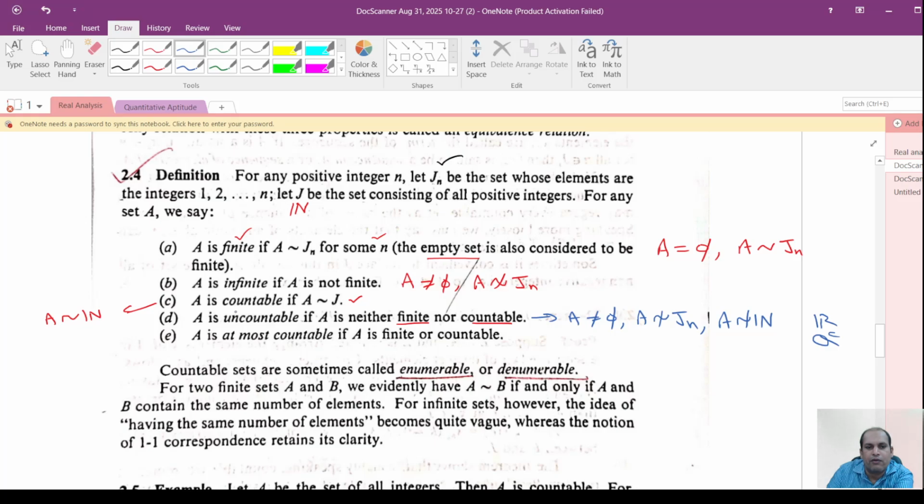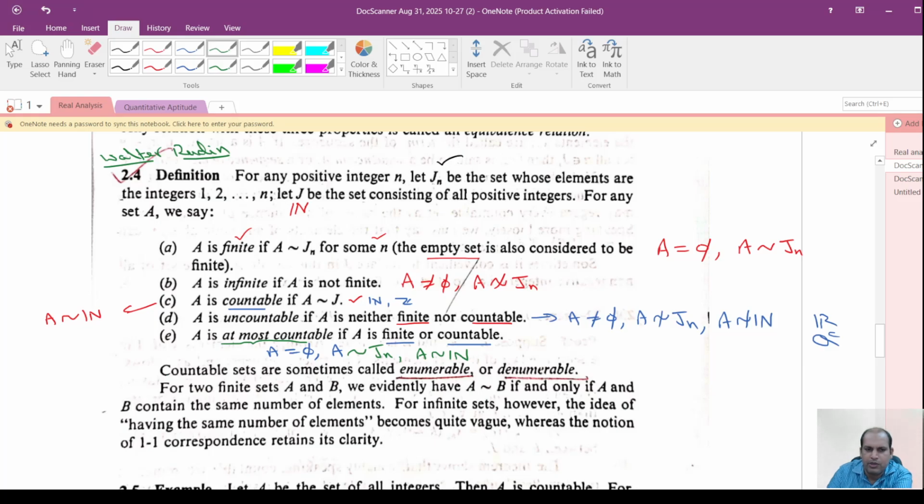Now, within countable sets, the set of natural numbers is itself a countable set, and the set of integers too; we will see that all these sets are countable. A set is at most countable if it is either finite or countable, meaning either A is equal to phi, or A is similar to Jn, or A is similar to the set of natural numbers. All those sets come under at most countable as per the book of Walter Rudin. This is the standard definition we will use, which I have already discussed.